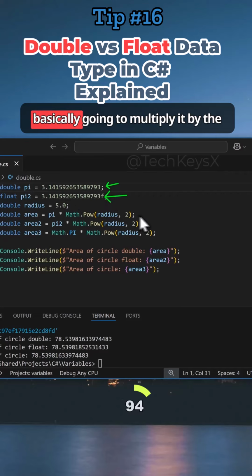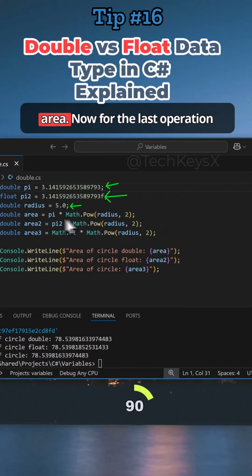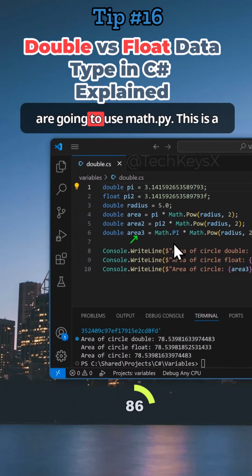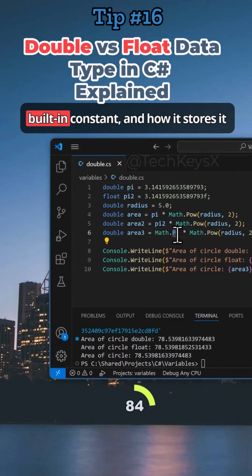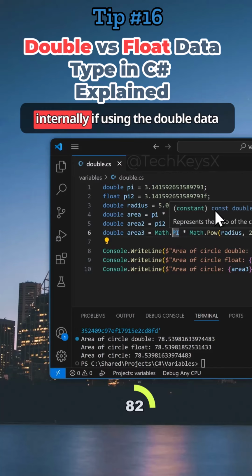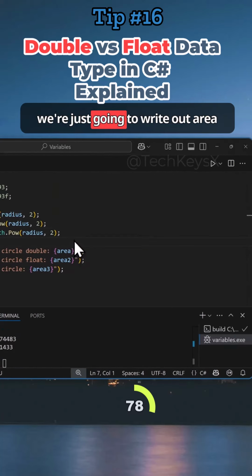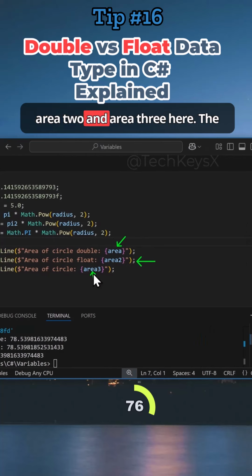So here we are basically going to multiply it by the radius and we're going to get the area. Now for the last operation here, which is area number 3, we are going to use Math.PI. This is a built-in constant, and how it stores it internally is using the double data type, and this is the value for it. Then we're just going to write out area 2 and area 3 here.